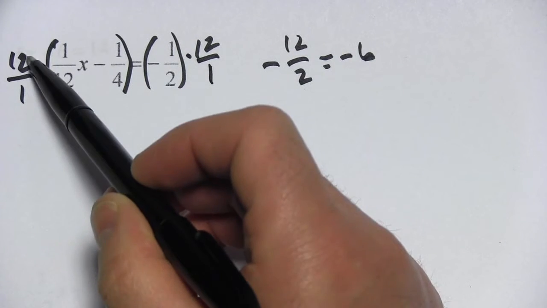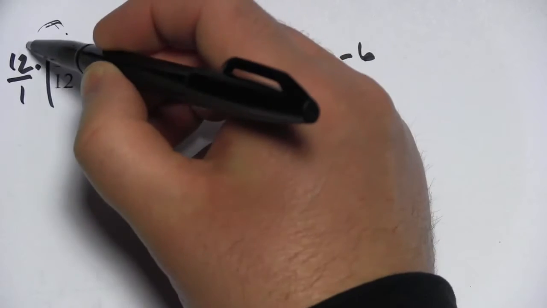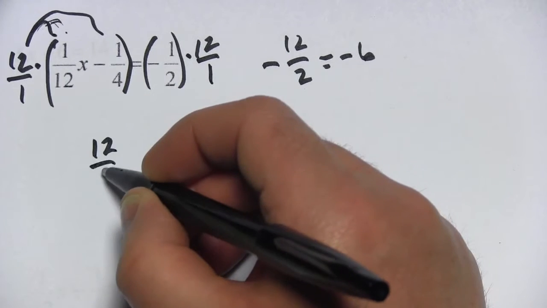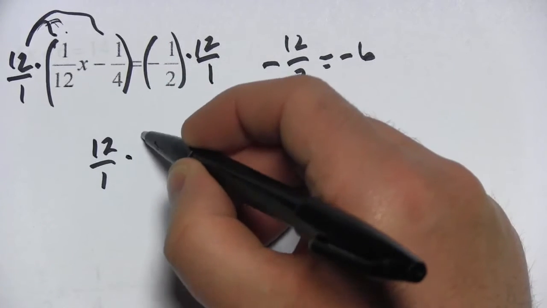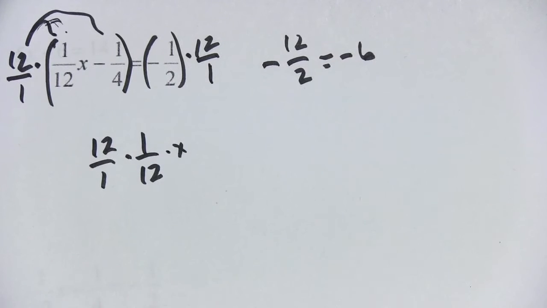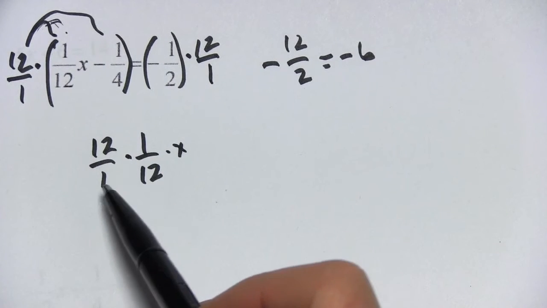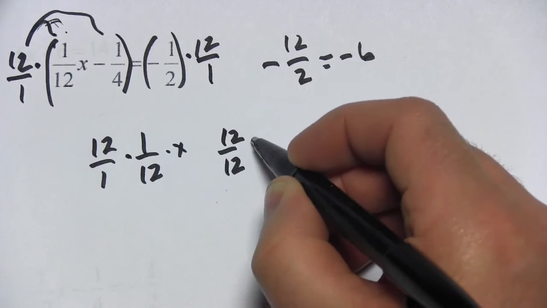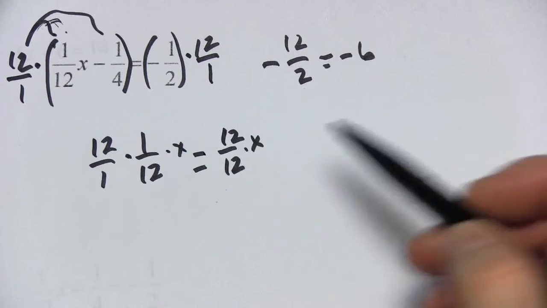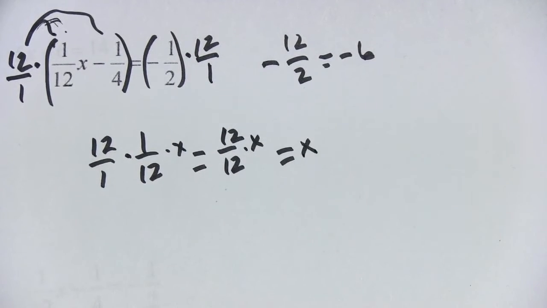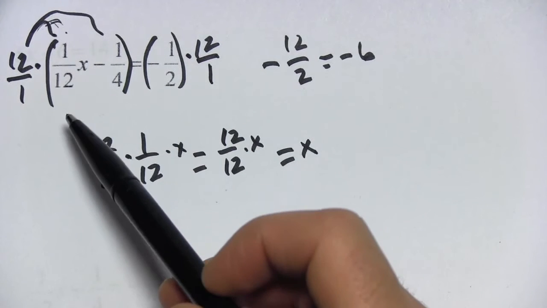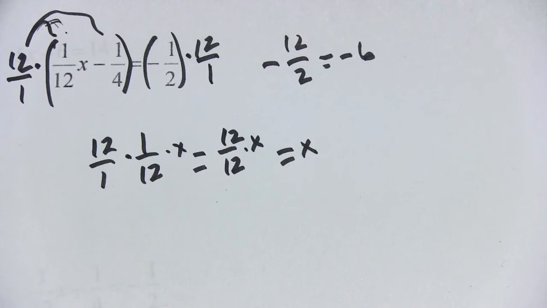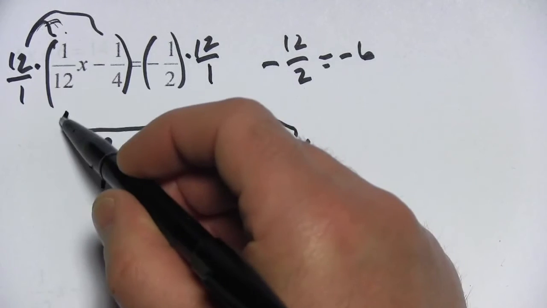This 12 over 1 has to be distributed. So you multiply it here, and you multiply it here. So let me just set up those problems. 12 over 1, that's this guy, times this guy, 1 over 12, and that's also times x. And when we multiply across the top and across the bottom, 12 times 1 is 12, 1 times 12 is 12, we get 12 over 12 times x. Well, 12 over 12 is just 1, so that's really just x. That's why I chose 12, because I saw 1/12 here. I knew that would erase the 1/12 basically, and we'd just be left with x. So this right here is x.